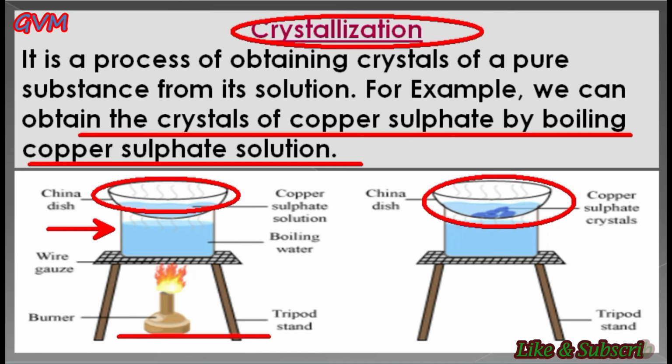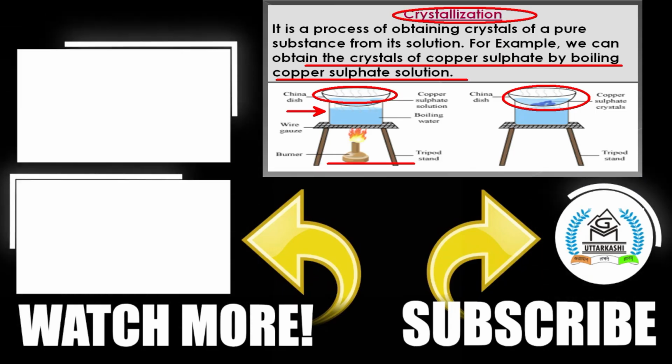Students, similarly, you can also get crystals of sugar from sugar solution, or salt crystals from salt solution. Now students, that's all about this chapter, and with this topic, your chapter number 6 is completed.